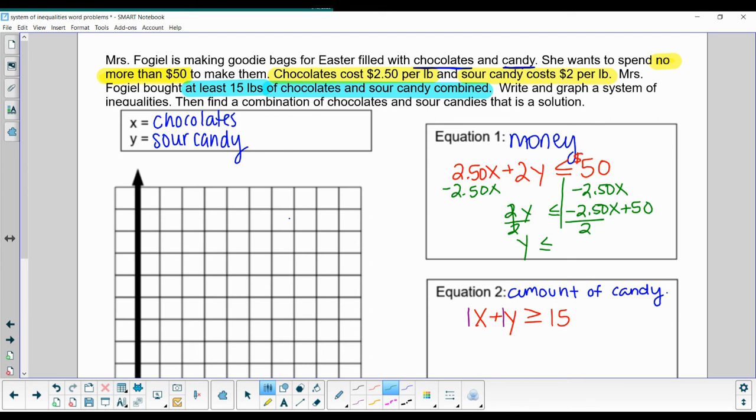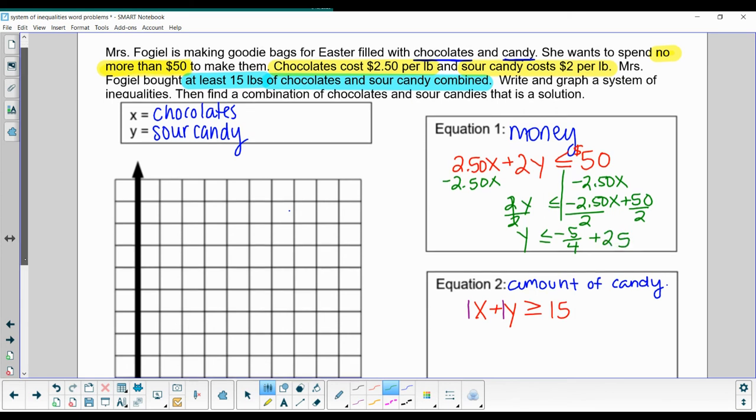Remember that we want it to be a nice fraction for our slope. So if you're using your calculator, negative 1.25 is the same thing as negative 5 over 4. If you're not sure, like I had trouble here, I just multiplied both of these numbers by 2 to get something nicer. So it becomes -5/4, which is a lot easier to graph. And then -50 divided by 2 is 25.